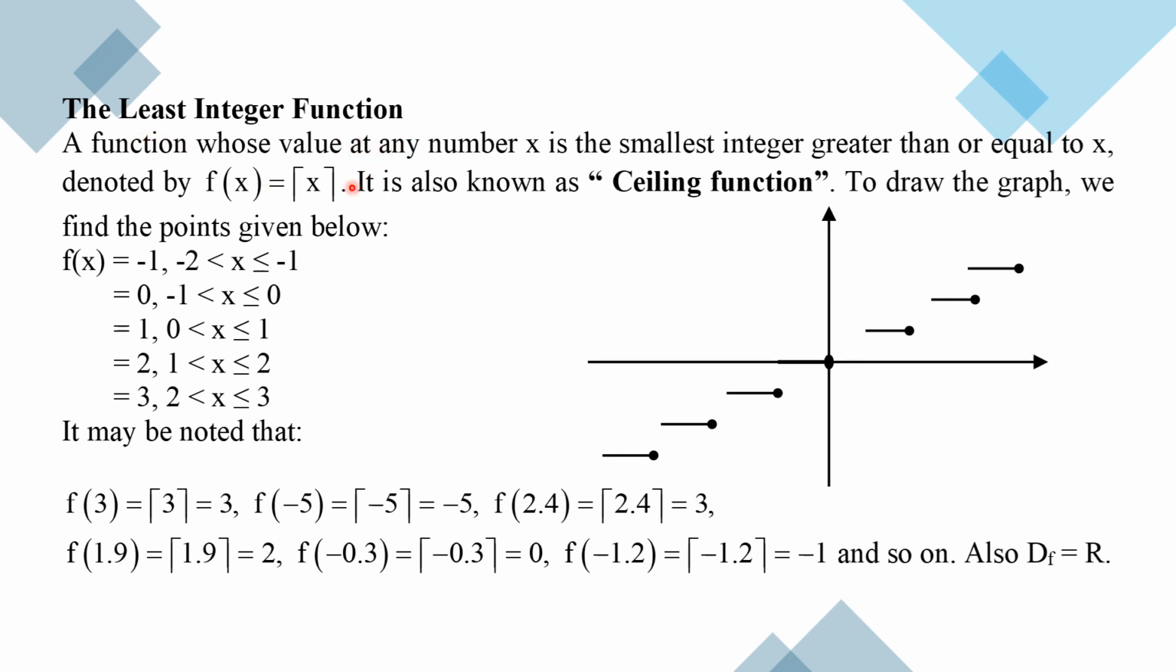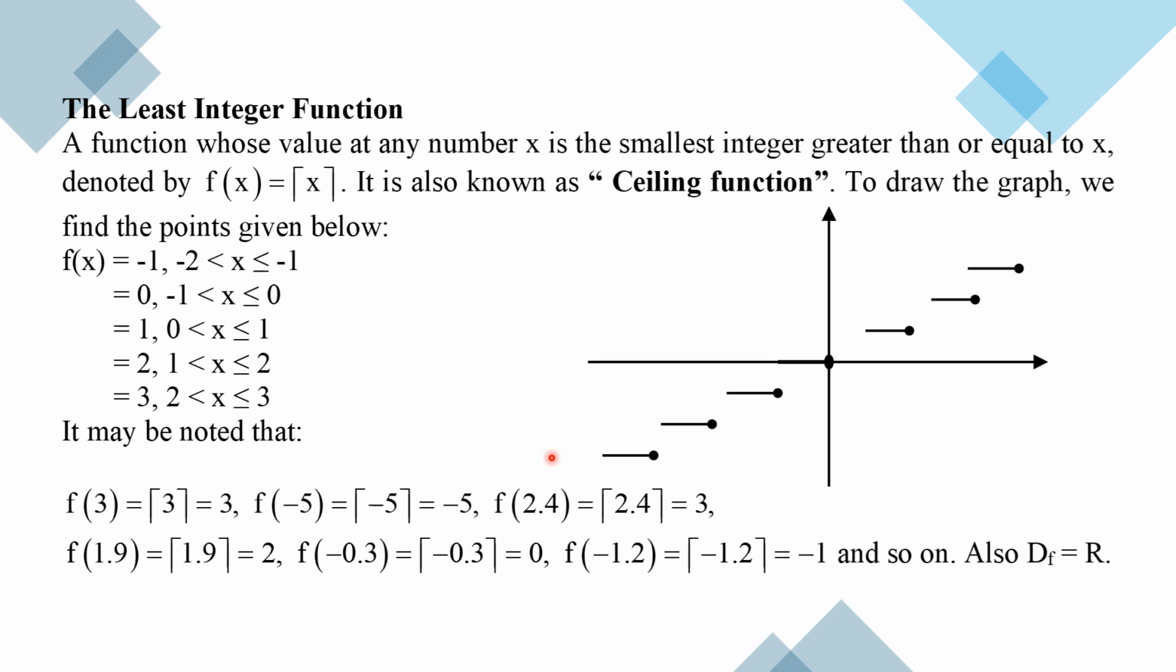The least integer function. Similarly, the least integer function is a function whose value at any number x is the smallest integer greater than or equal to x. It takes, for minus 2 less than x less than or equal to minus 1, the smallest integer value, minus 1. Here for minus 1 less than x less than or equal to 0, it takes 0. For 0 less than x less than or equal to 1, it takes 1. For 1 less than x less than or equal to 2, it takes 2, and here is a 3. If we mark these points on the nodes here, for the interval minus 1 to 0 it takes 0, and for the interval 1 to 2 it takes 2.